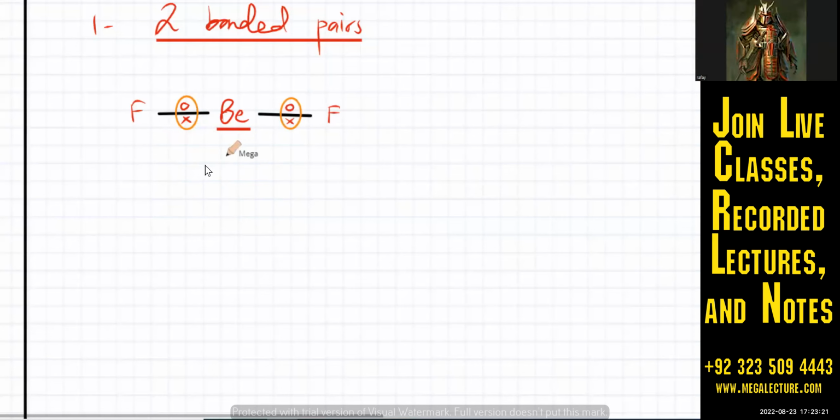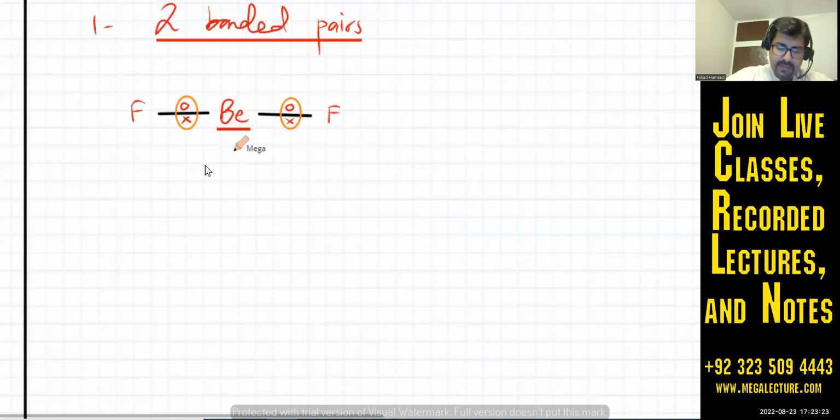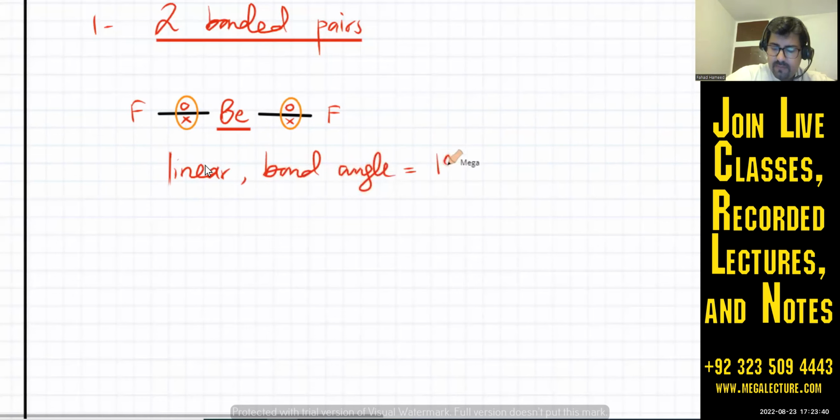Yes sir. So that is known as a linear shape. The atoms would be in a straight line. So this is a linear shape, and the bond angle is going to be 180 degrees. This one did not have any lone pairs around beryllium.